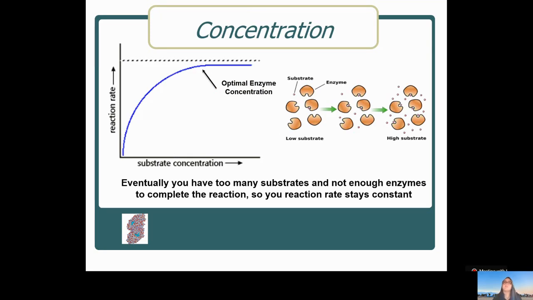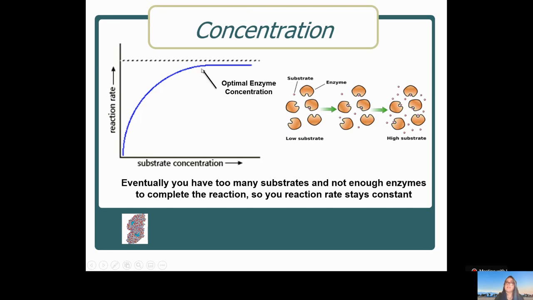Sometimes it will be very common for you to see graphs like these showing you different levels of substrate concentration in comparison to the reaction rate. So the more substrate you have, the more the reaction rate also increases, so it moves faster.